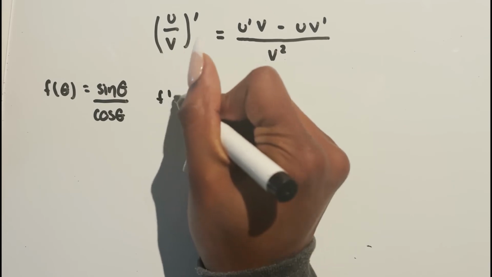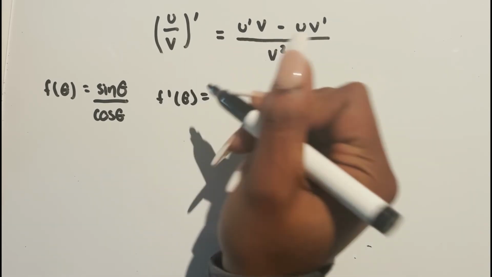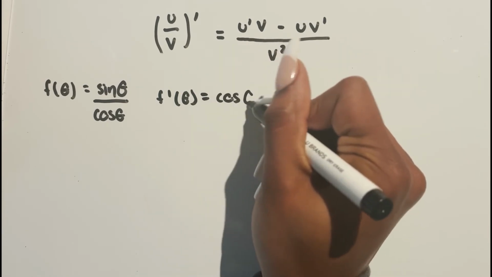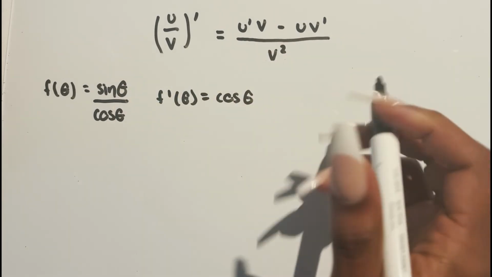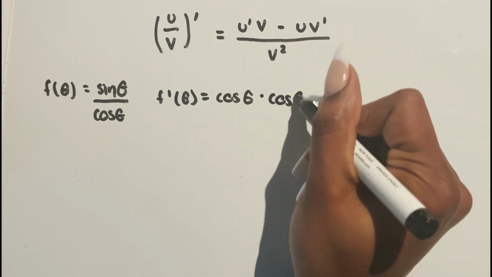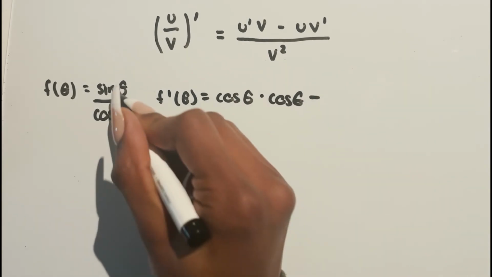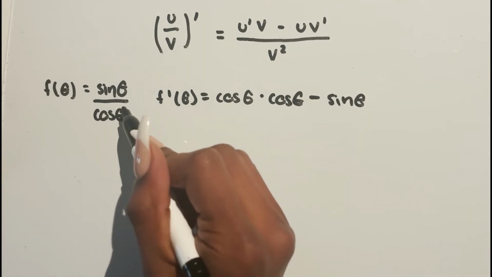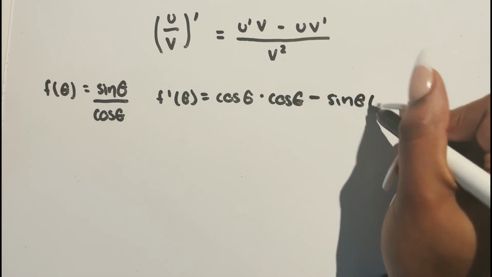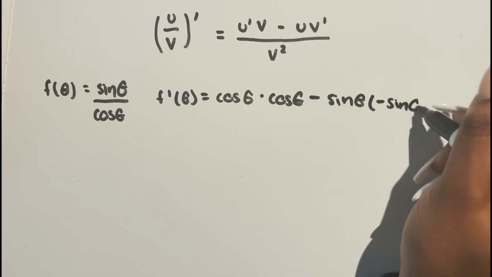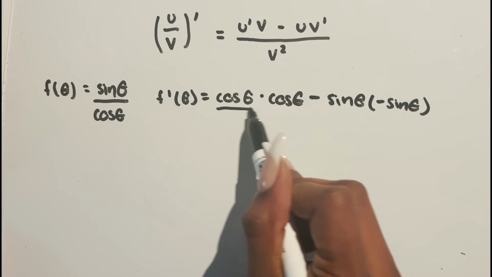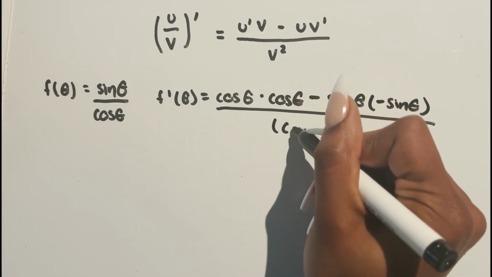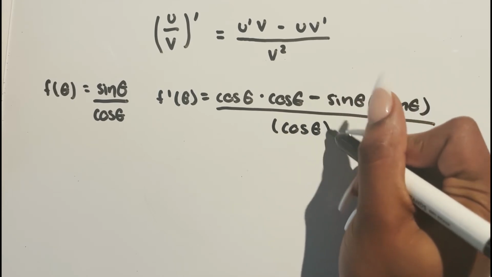So f prime of theta equals the derivative of sine theta, cosine theta, times our denominator, cosine theta, minus our numerator, sine theta, times the derivative of cosine theta, which gives us negative sine theta. This is all over our denominator squared. So that's cosine of theta squared.